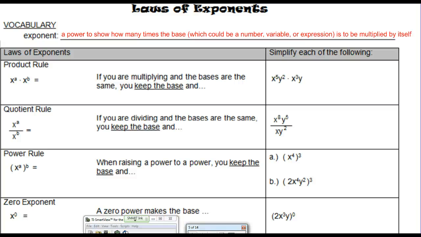All right, so the first rule, the product rule. Now notice we have letters in there. In math, we use letters to just say this is a general pattern we're going to do. So A and B could represent numbers. So this is just saying that if you have an x to some a power and you multiply it with an x to some b power, that we're going to keep the base, and that's important that you keep the base, and you're going to add the exponents.